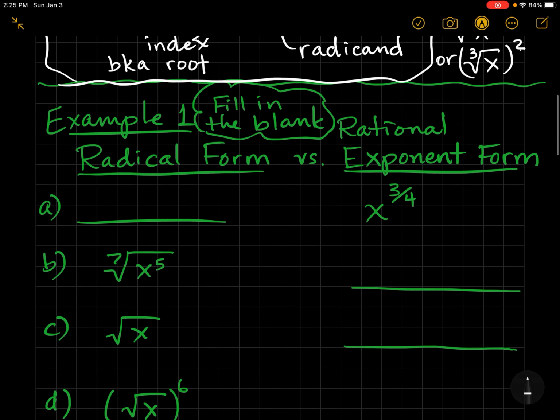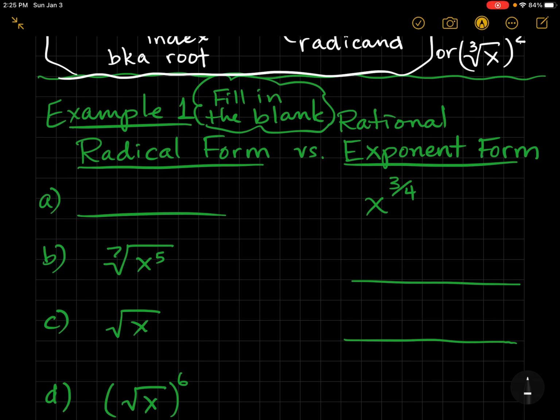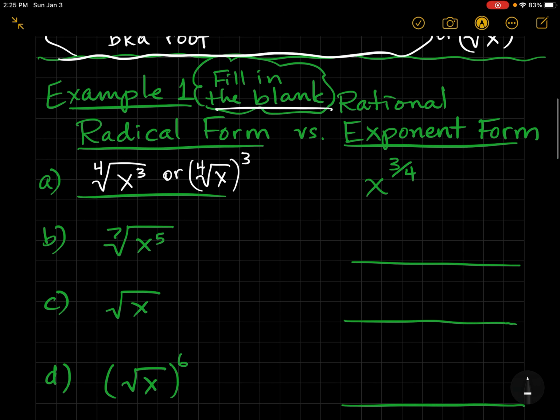Alrighty, let's get to our first example. We're going to play a little fill in the blank. So here we have x to the 3/4 power. So that would be the 4th root of x cubed. Or you could put the cube on the outside. And I always like to use parentheses. Not entirely necessary.